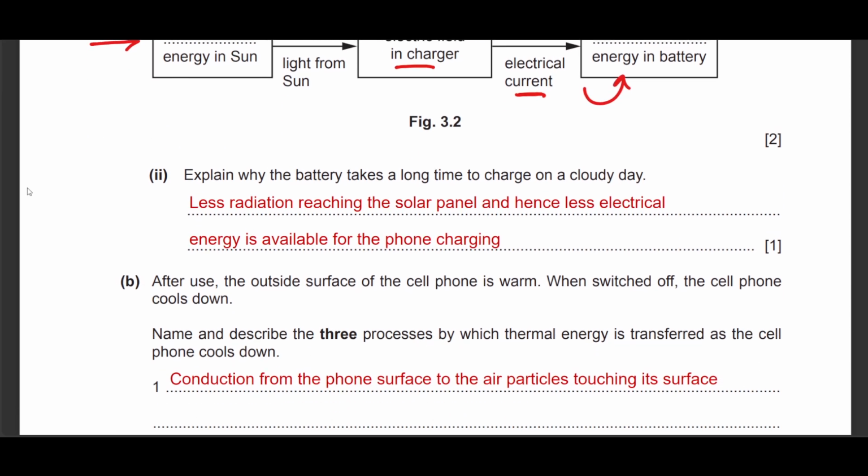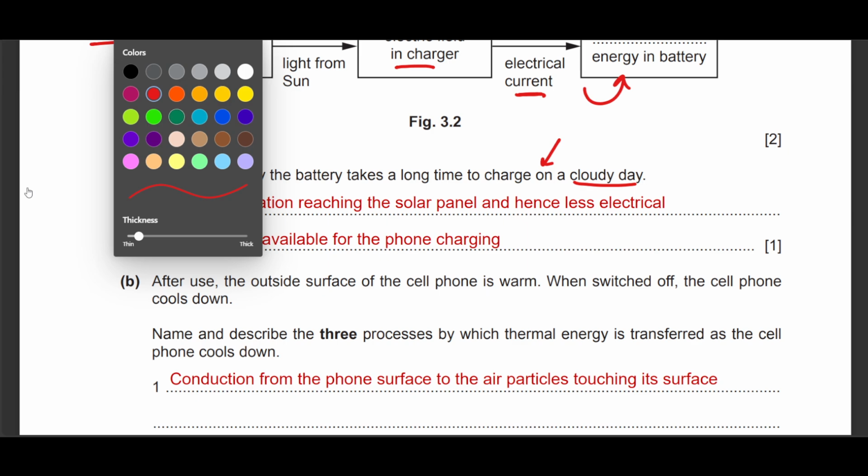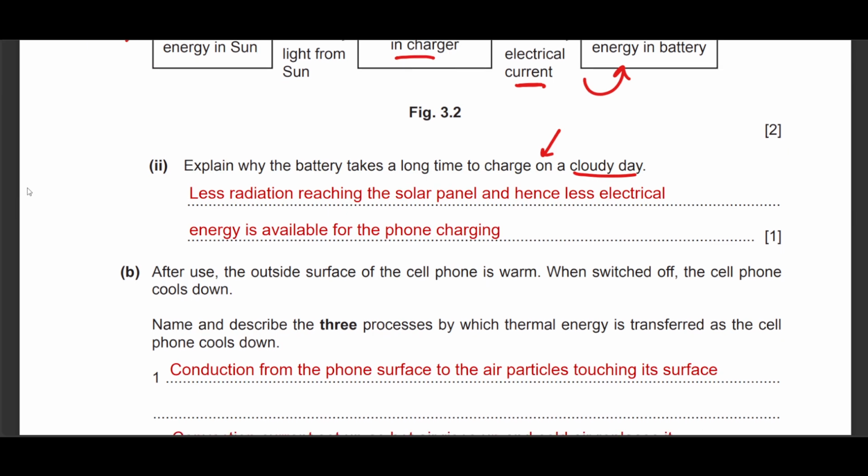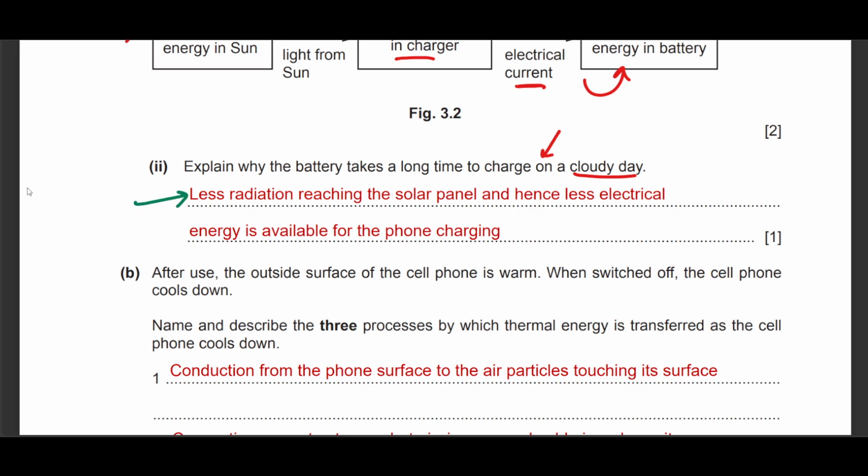Now, explain why the battery takes a long time to charge on a cloudy day. This is a question based on common sense, because as the world moves toward solar panels and cleaner sources of energy, it is expected by the students and the incoming students selecting physics that they understand how solar panels actually work. So this is basically coming from that. And I hope that we understand the reason behind it. Less infrared radiation or ultraviolet radiation coming from the sun reaches the solar panel on a cloudy day or at night, so it produces less electrical energy, hence less energy is available for charging the phone.